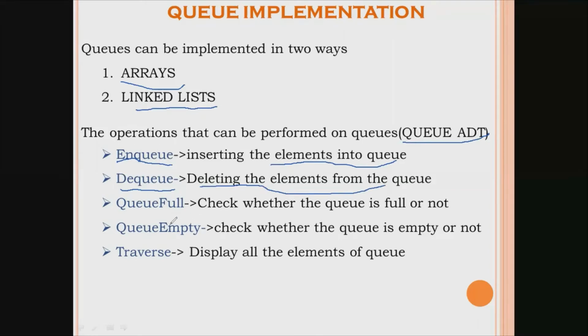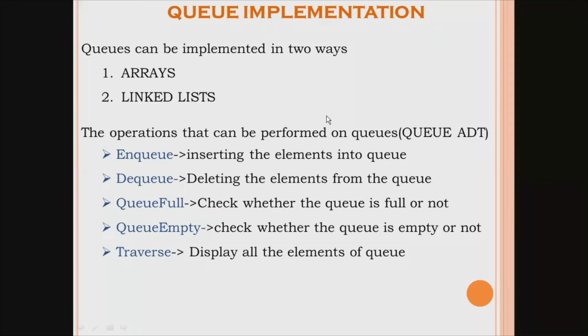While performing the insertion, every time we need to check whether the queue is full or not. If the queue is full, we cannot perform the insertion. So that operation is called as queue full operation. Next, whenever you want to perform the deletion, we need to check whether the queue is empty or not. So this operation is called as queue empty. Next, to display all the elements of the queue, we need to perform the traversal of the queue. So these are the important operations that can be performed on the queues.